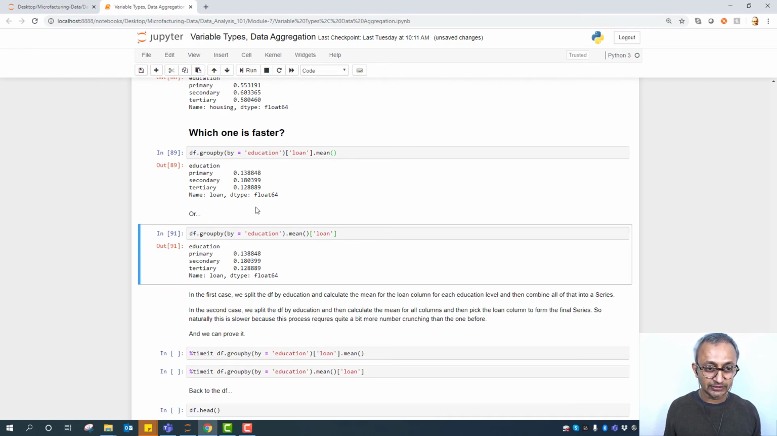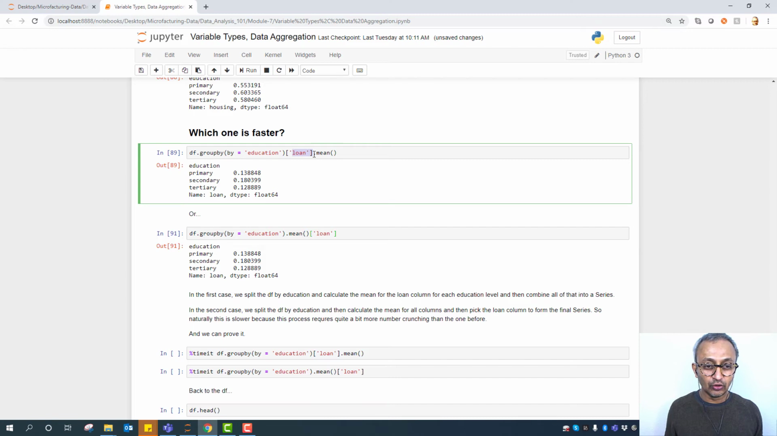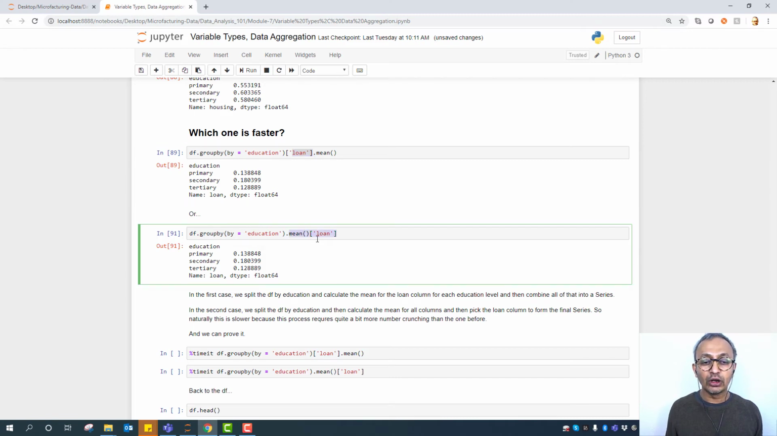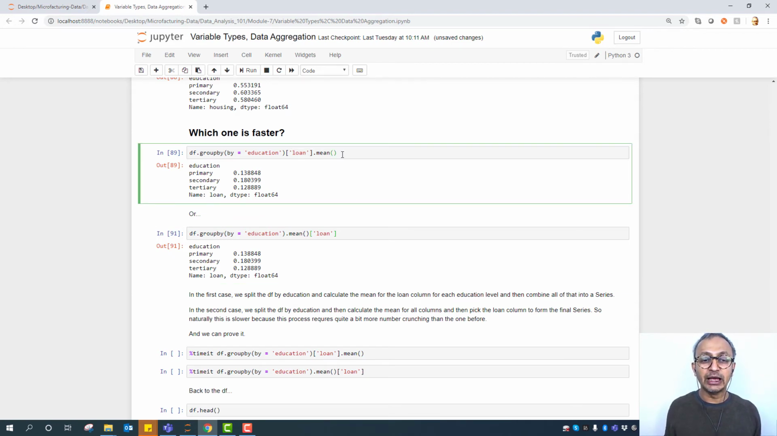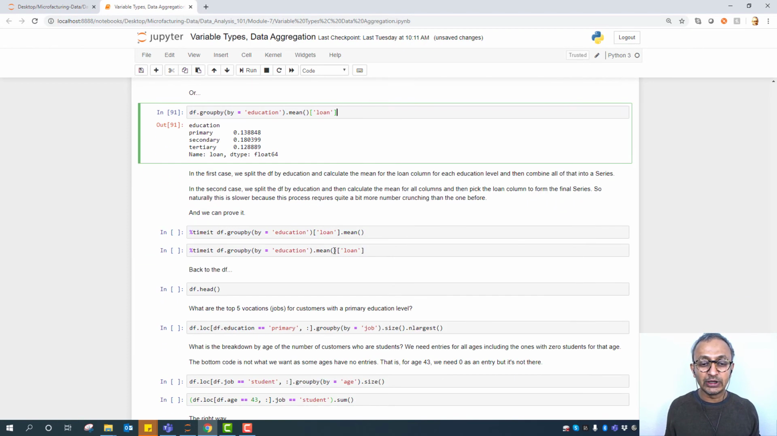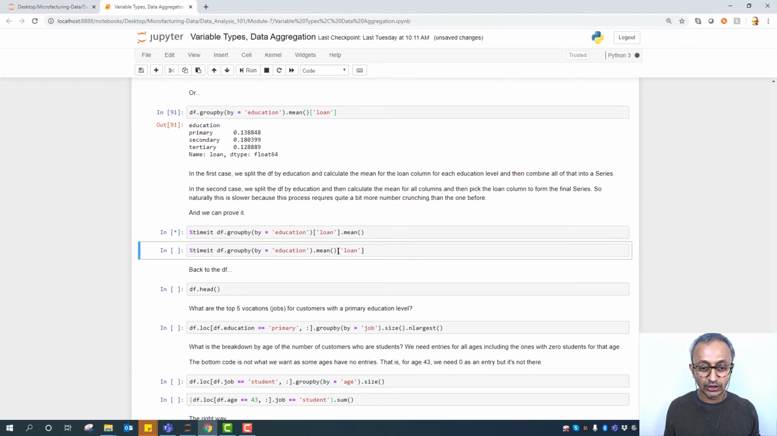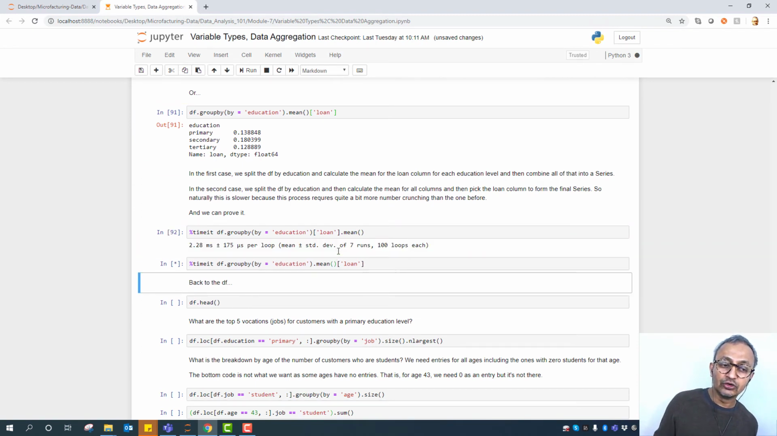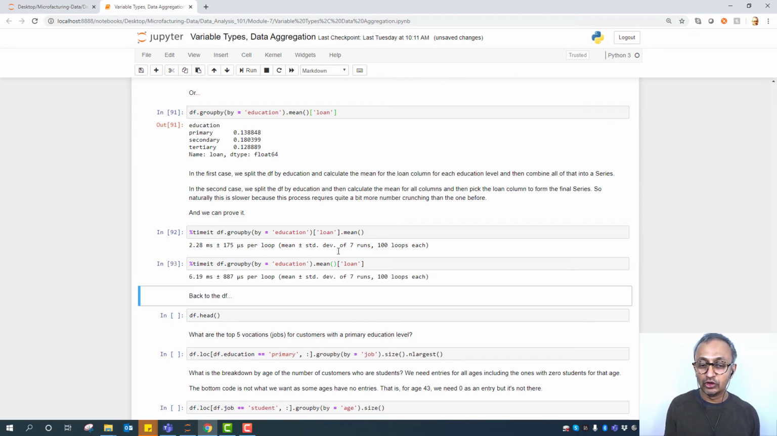So which one do you think is faster? Doing the mean only on the loan column, or doing the mean on all the columns and then reporting the loan? Of course, intuitively you know that this is faster, because you're only doing this math on one column instead of doing it for all the columns and reporting the loan column back, right? Here it's no big deal, and we can always time it and find out how long it takes. But if you're dealing with millions of rows, you would want to take these kinds of situations into account.